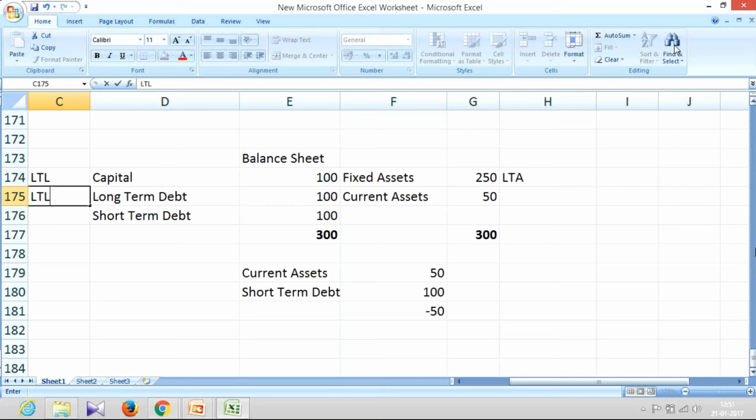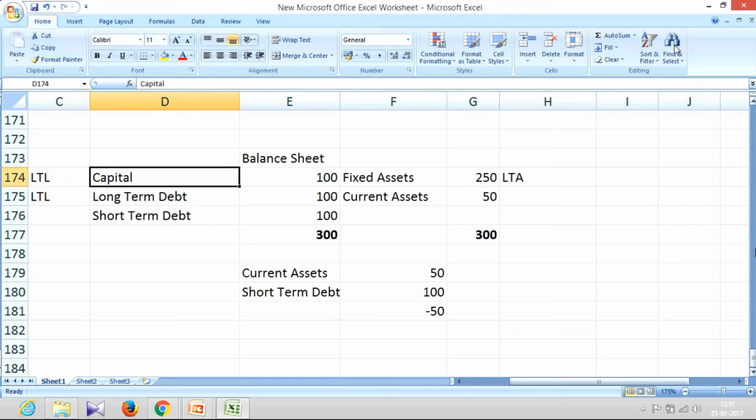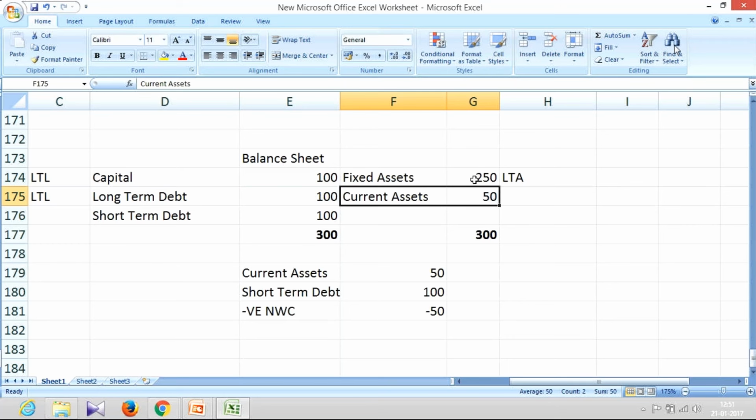You have created short-term assets of only 50. It means you had another 50 short-term debt, and that 50 short-term debt was used for creating fixed asset. Now, what is going to be the implication? This is 50 short-term debt which you have used for acquiring fixed asset. Let's assume that fixed asset is a land.